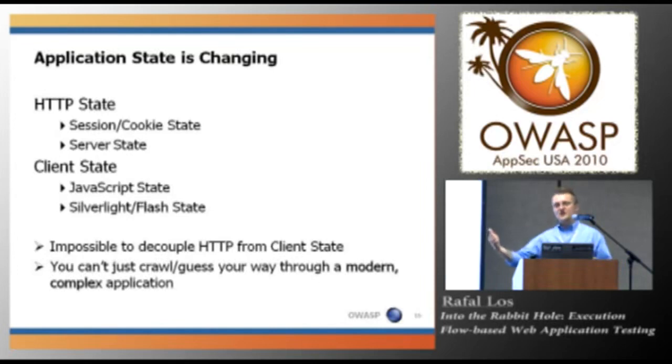So we've got HTTP state, server state, client state, and now it's cookies, server state, JavaScript. We've got Flash and Silverlight. We've got all sorts of other things happening. So the concept of state is now becoming even more complex. So how do you crawl all that? Right? It's impossible to decouple the idea of HTTP from the client state now. It's also becoming that you can't just crawl and guess your way through a modern, complex application. I hope I've made that clear in how I feel about that.